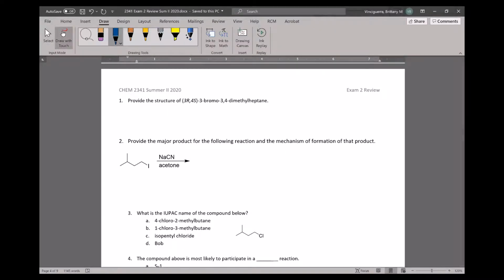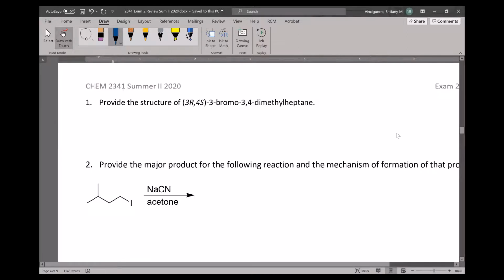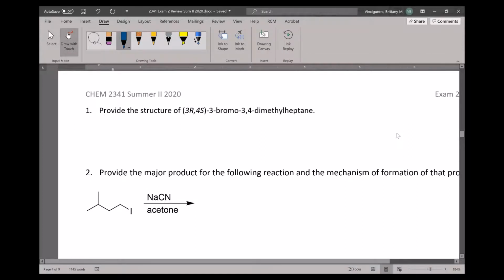I'm going to make this a little bigger. This is something we don't do that often, which is drawing the structure of something with stereochemistry. You're not going to have to draw any structures for your exams, since there's not really a way to submit that type of question. But if you are asked which one is 3R, 4S, 3-bromo-3,4-dimethylheptane out of a multiple choice list, usually the best way to approach it is to draw the correct answer first and then look for it.